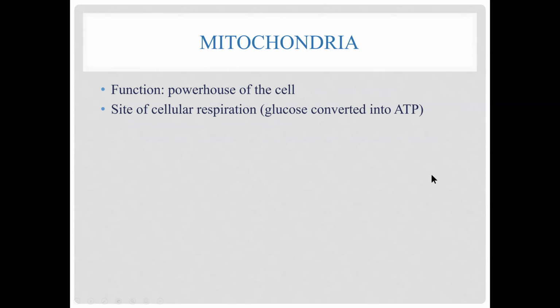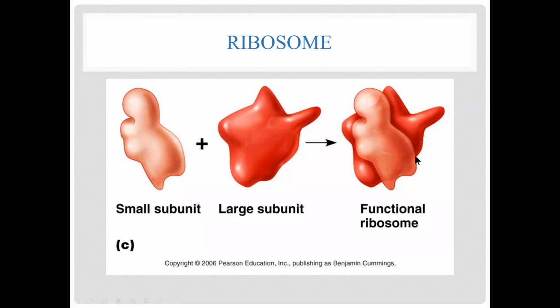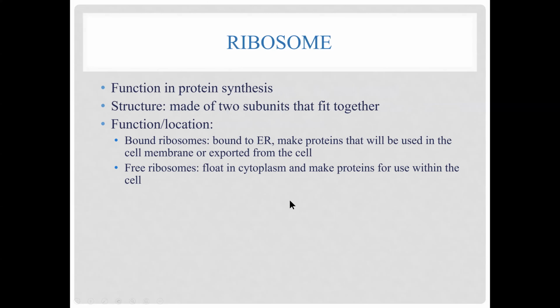Powerhouse of the cell, site of cellular respiration, glucose converted into ATP. This is the ribosome. It consists of two units. Their function is protein synthesis.